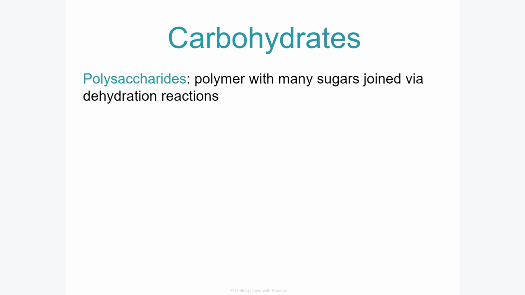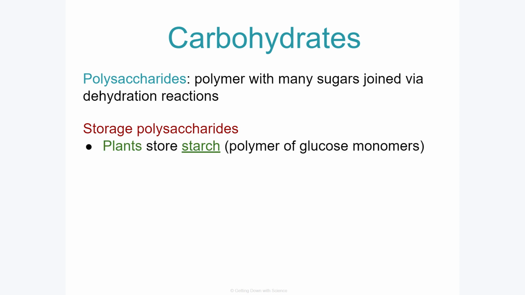Now we're going to talk about polysaccharides, and polysaccharides are a polymer with many sugars joined via a dehydration reaction. So a polymer is many sugars, and they're joined together by the removing of water. We have 2 different types of polysaccharides. The first one we're going to talk about is storage polysaccharides.